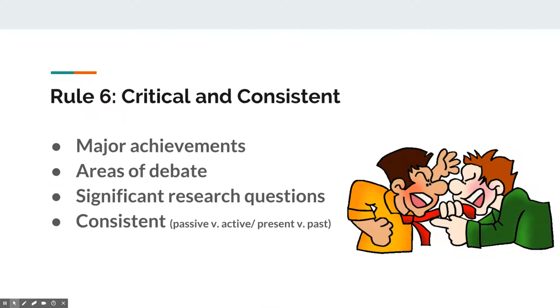Rule 6, critical and consistent. So you want to cover major significant milestones, things that maybe are controversial, significant research questions in your field, and being consistent with your tone throughout the paper. For example, if you're writing in present tense throughout the paper, don't suddenly start writing in past tense. It's just good writing practice and comes more with experience, but be conscientious of that as you're writing your paper.